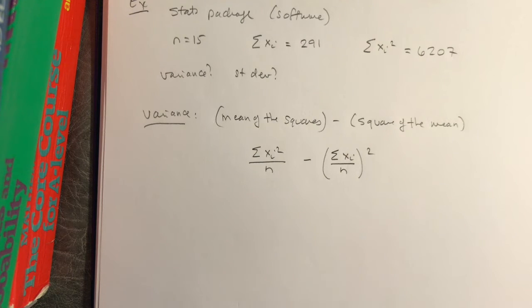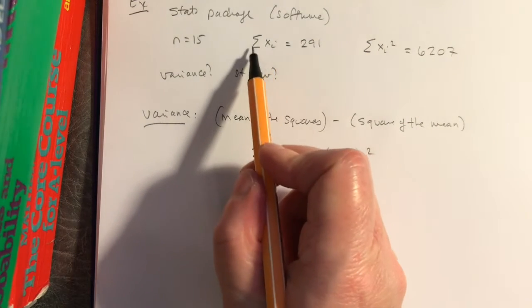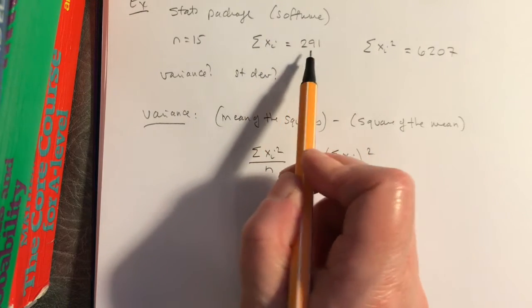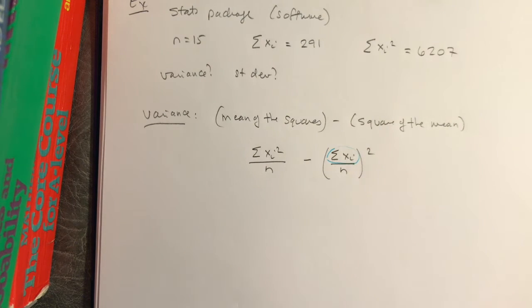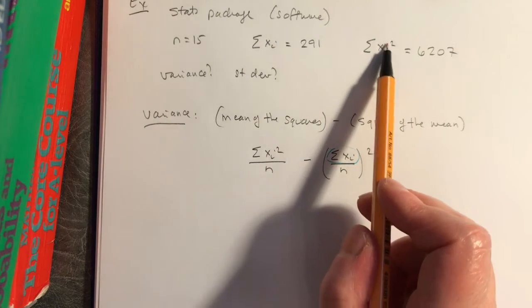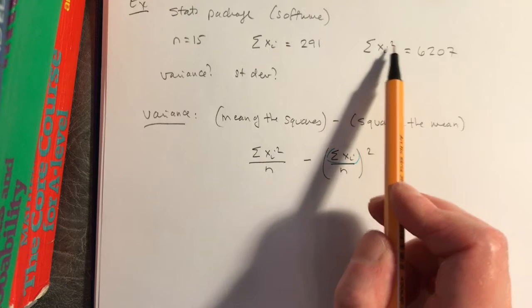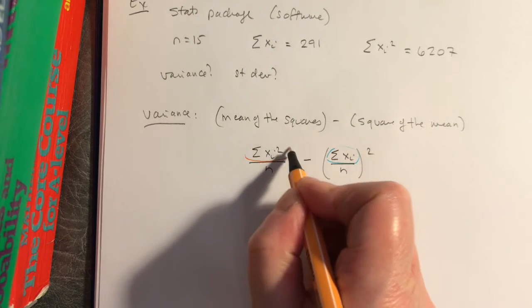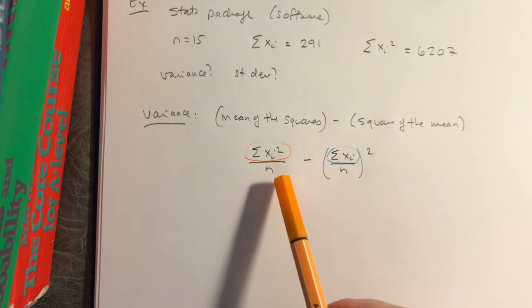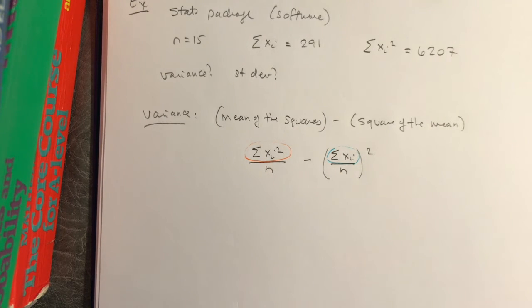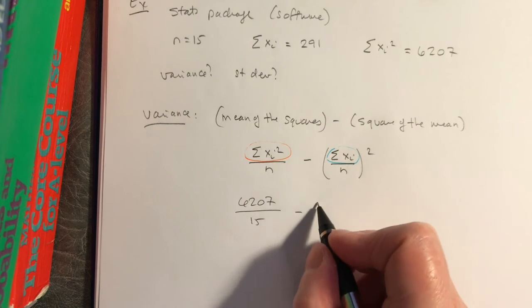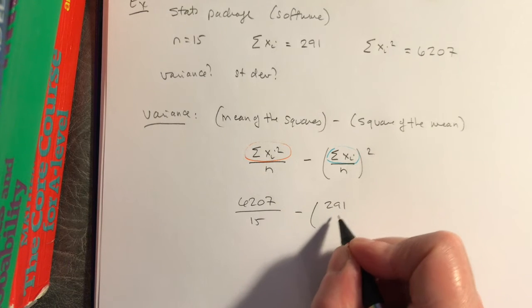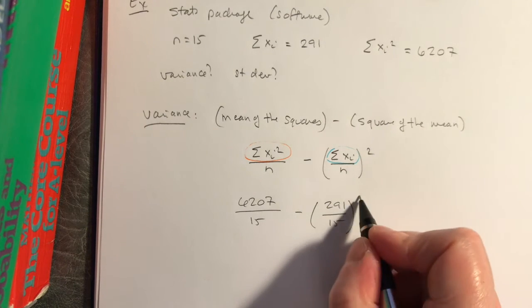Okay, so again, that piece: add up all your data points and get 291. And the sum of your data points squared is 6207, so this piece right here is 6207. We know that n is 15. Remember to square that bit. We're off and away. So 6207 divided by 15, subtract 291 divided by 15, that fraction squared.